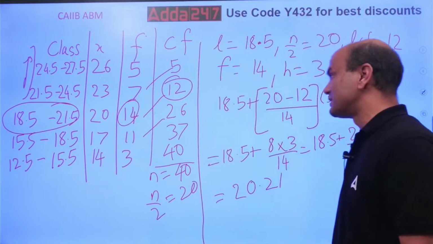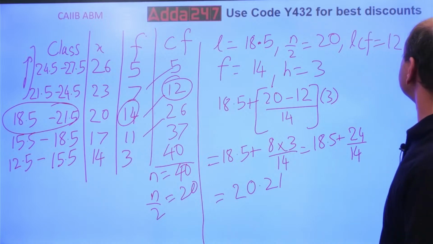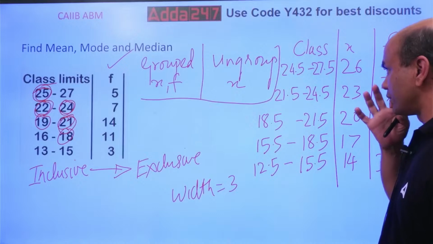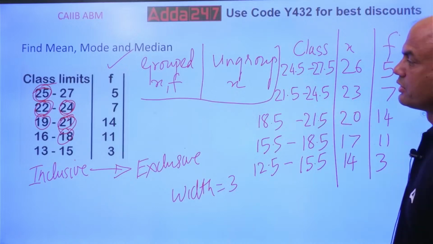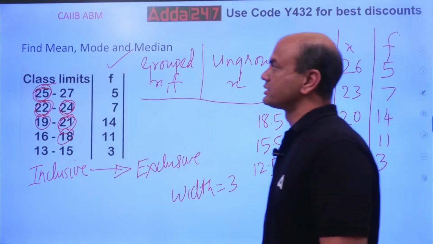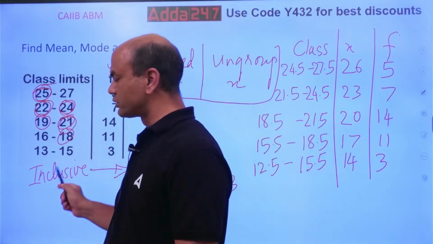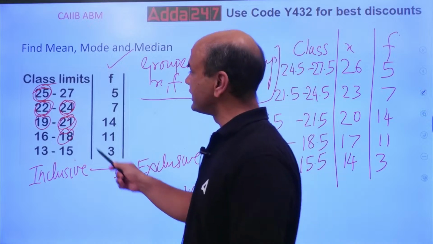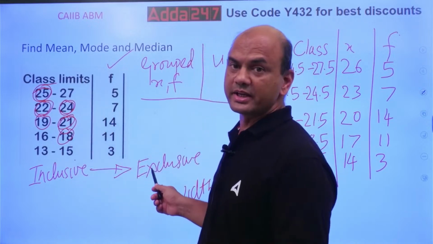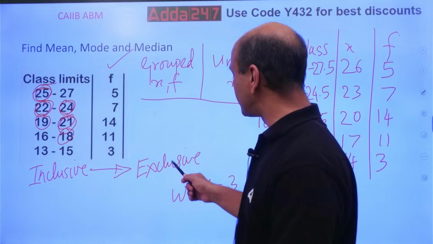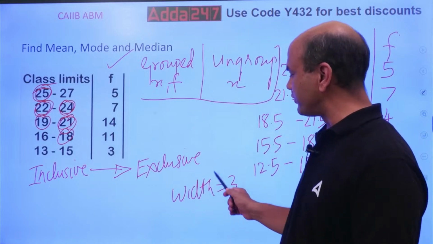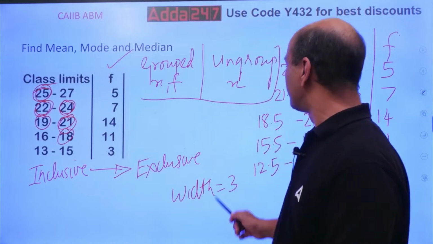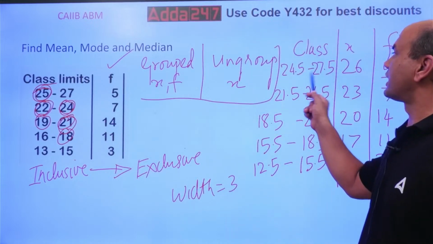Okay. So let's summarize them again. What was it first? First we wanted what? Mean, mode and median. So first we had to convert this numerical from inclusive group to exclusive group. Inclusive means ends do not match. Exclusive means ends match. So what did we do? And we had to write the width also immediately. Width is 3. Okay. Width, in fact, you get the correct width from here.